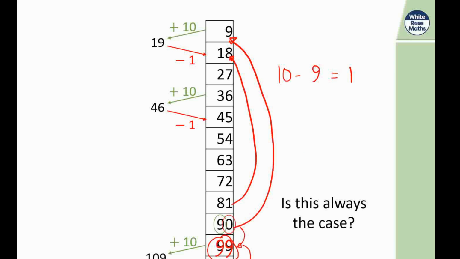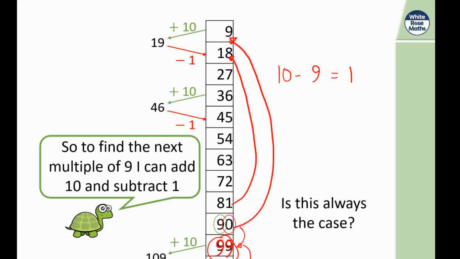Here's the example: plus 10, minus 1. So to find the next multiple of 9, I can add 10 and subtract 1. That's one way of doing it. Just add 10, because adding 10 is a bit easier, and then take 1 away.